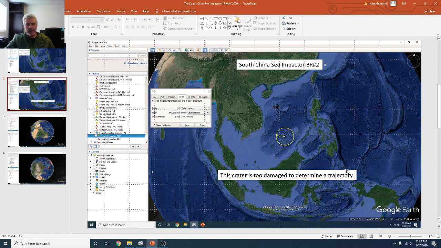Hello folks, now I'm going to go ahead and finish up the crater analysis for the South China Sea Impactor. Unfortunately, because of the turbulence and all that material getting melted down on our planet, it pretty much wiped out just about any effect I might have gotten to where I could possibly determine a trajectory of that particular impactor. So I'm going to go down here to my PowerPoint.